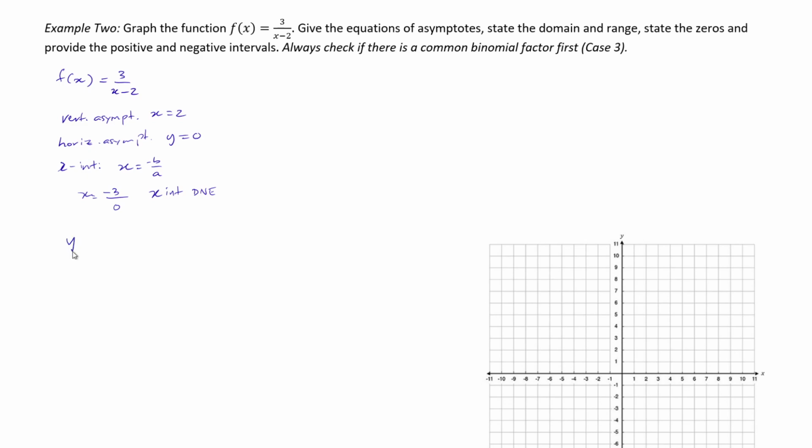Let's look at a y-intercept. Okay, now just take a look at the function right here and see if you can set x to 0 and figure out where the y-intercept is going to be.